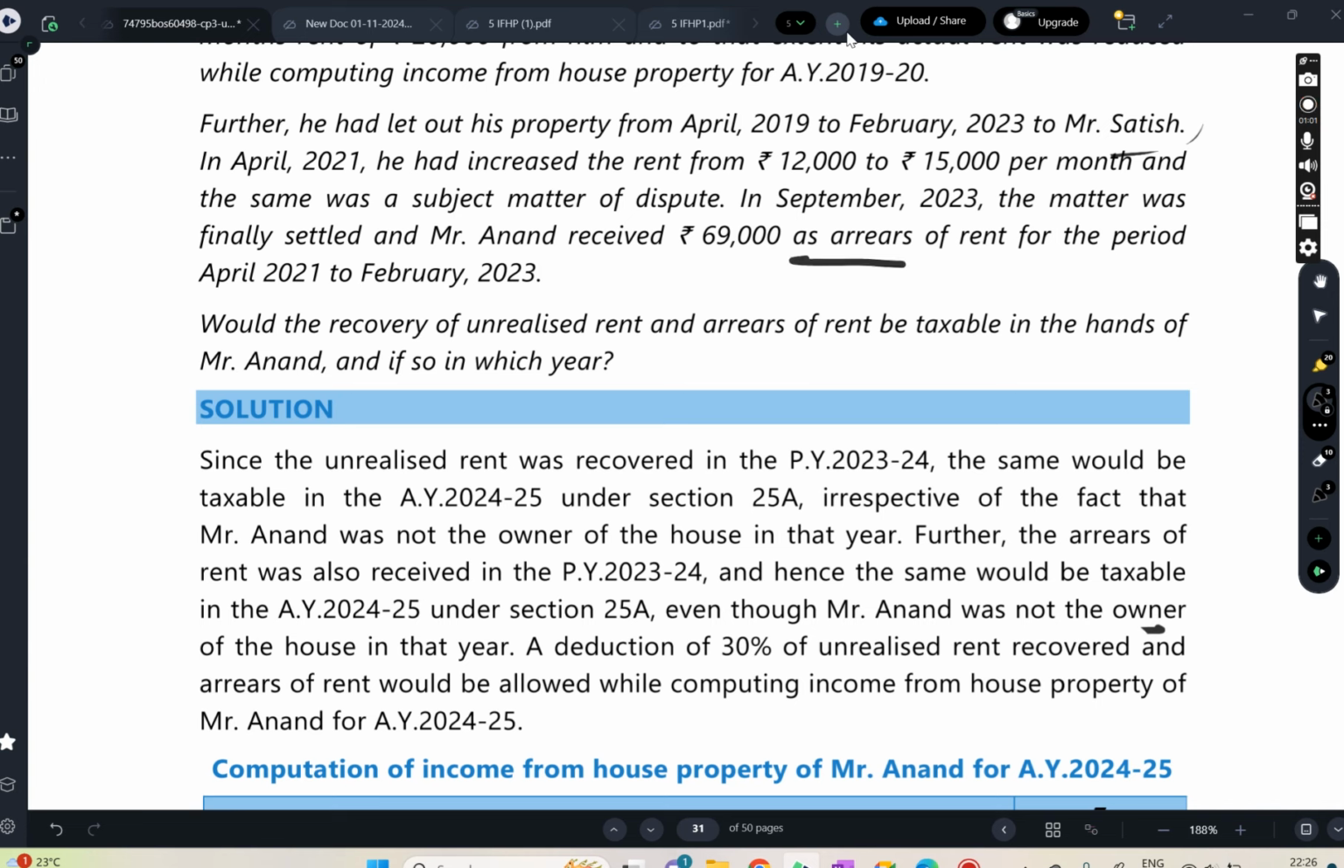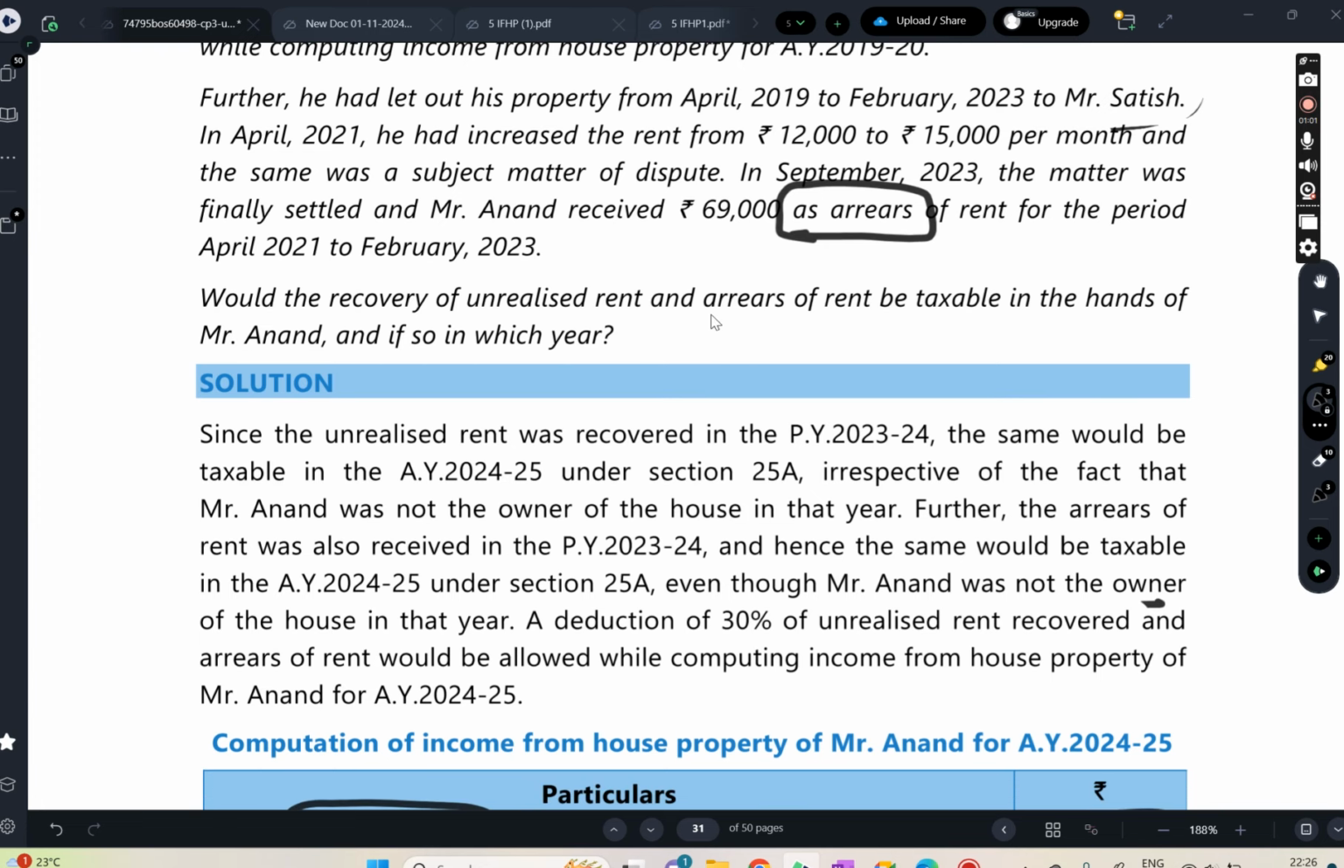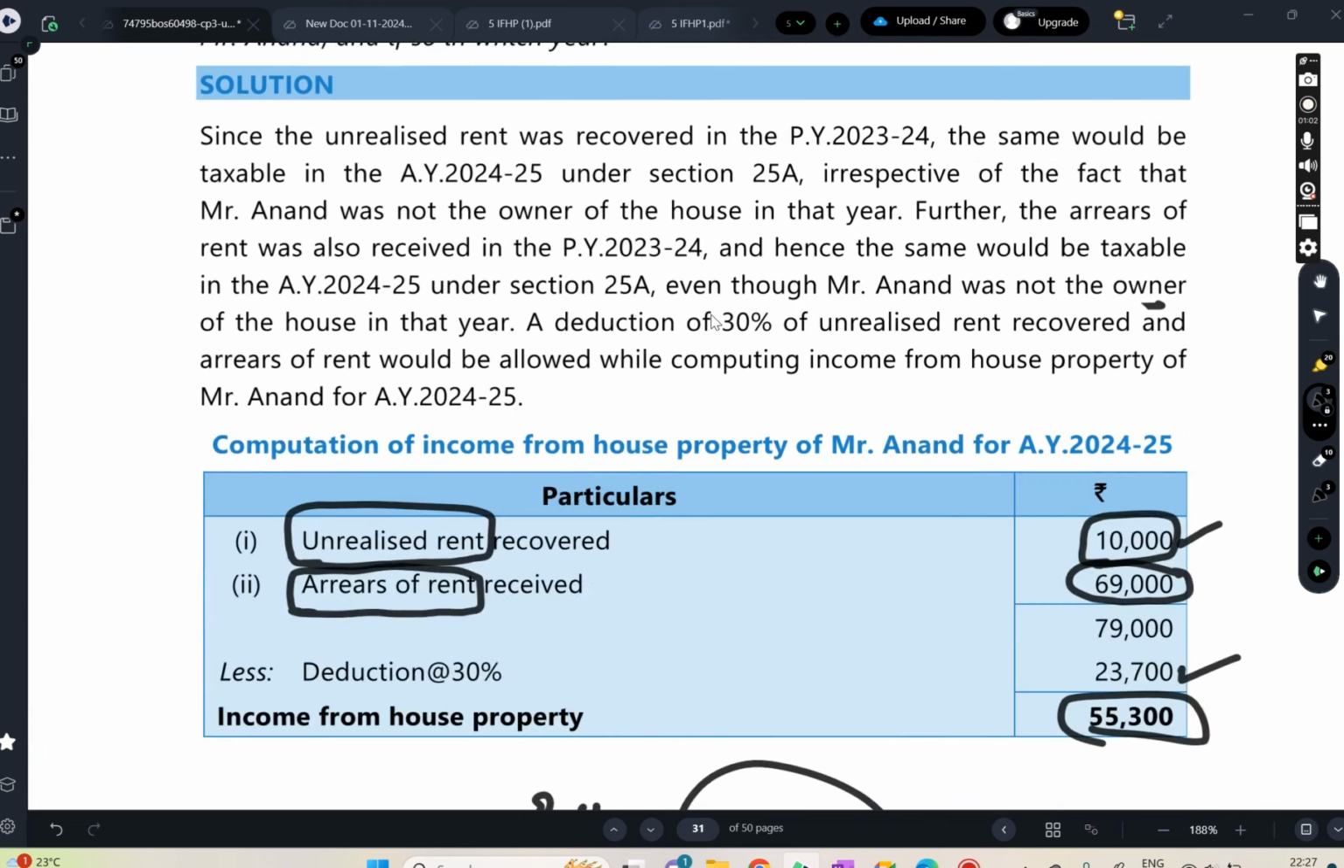So they also used it here, you don't need to be confused, they mention it in the question itself, and you can write the same thing. Arrears of rent means if you are talking about last year's rent we did not receive, and unrealized rent means past 3 or 4 years rent we received now. Okay, that's it.